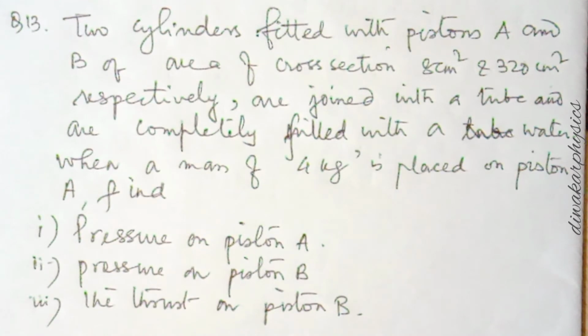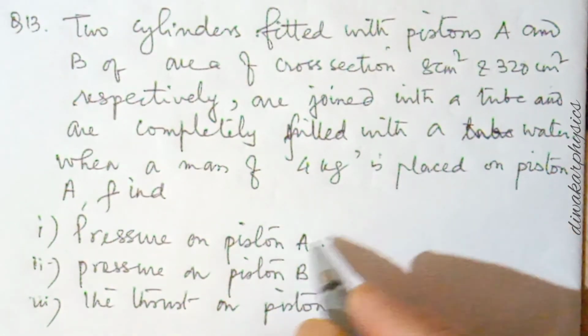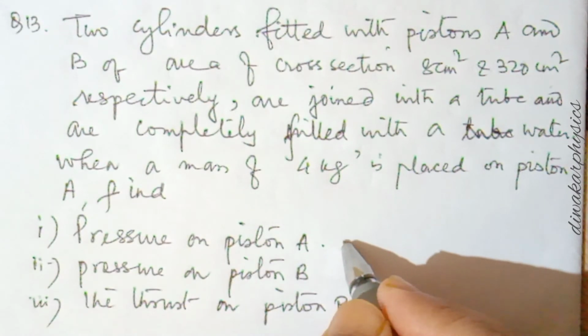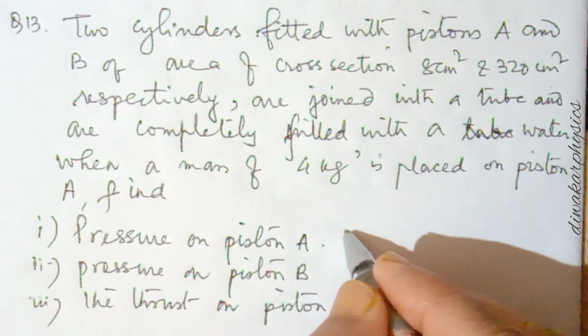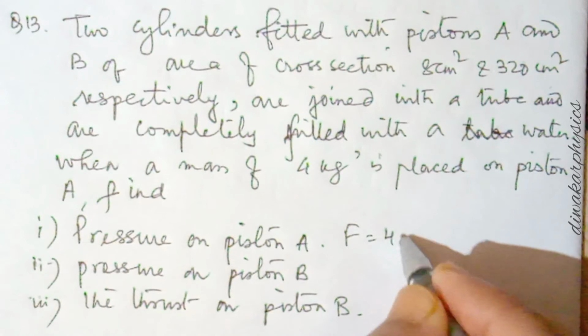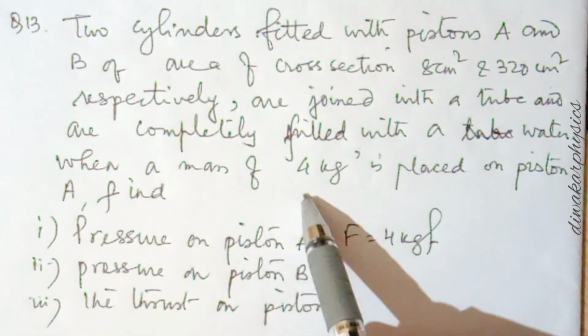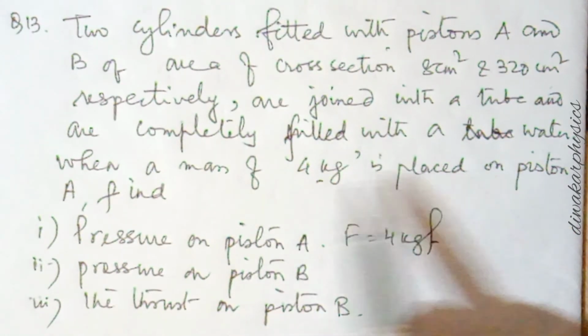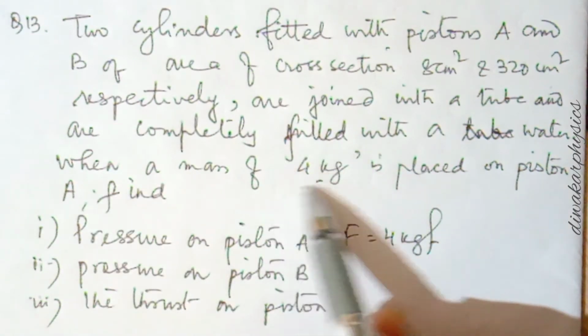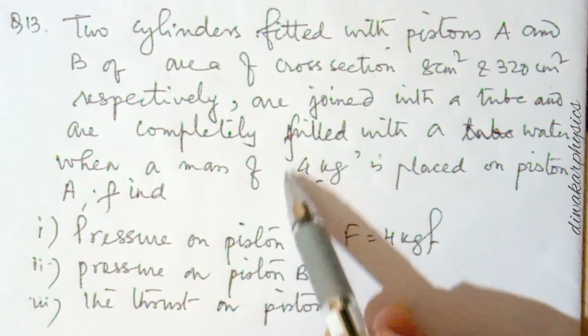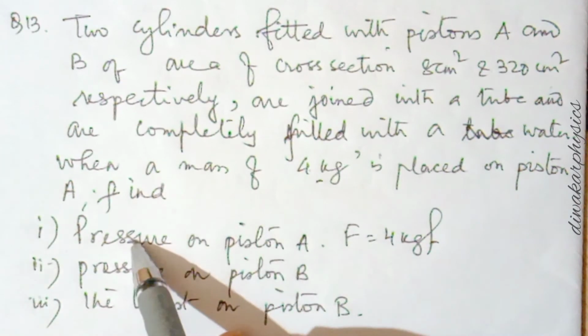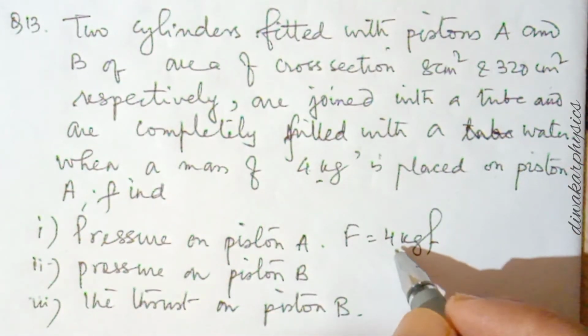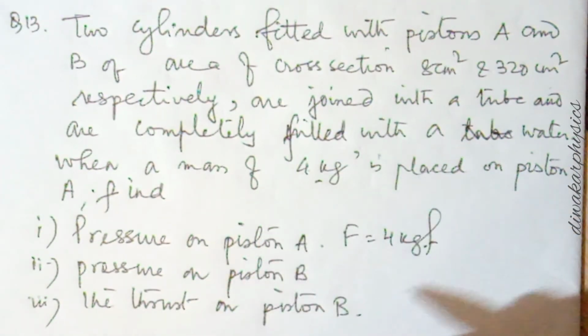When a mass of 4 kg is placed on piston A, find the pressure on piston A. So you see, pressure on piston A. So for that, force is how much? 4 kgf, because this 4 kg is placed on the piston A. So due to this force or the weight of this 4 kg only, there will be pressure. So force is 4 kgf because mass is 4 kg.